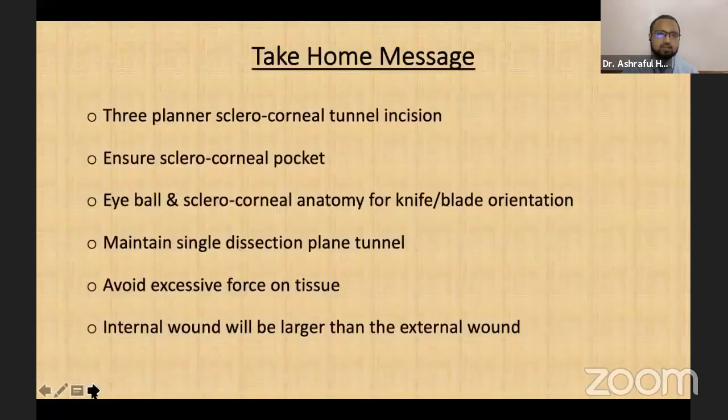I want to focus, lastly, on the take-home message for wound construction: a three-planar sclerocorneal tunnel incision should always be done. We need to ensure the sclerocorneal pocket, eyeball, and sclerocorneal anatomy; knife and blade orientation and movement should be remembered at each step of the surgery. We need to maintain a single dissection plane tunnel, avoid excessive force on tissue, and the internal wound should be larger than the external wound. These points we should remember for wound construction in SICS. These are the basic steps.